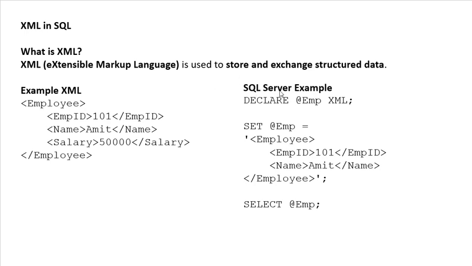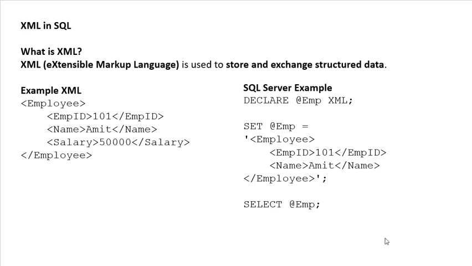tag. SQL Server example: DECLARE @emp XML; SET @emp = '<employee><id>101</id><name>Amit</name></employee>'; with the less-than and greater-than signs written around employee, then id is 101 and closed with slash id, the same for name, Amit, closed with the name tag, and after that the employee tag is closed, single quote, semicolon, and lastly SELECT @emp; to show the employee data.